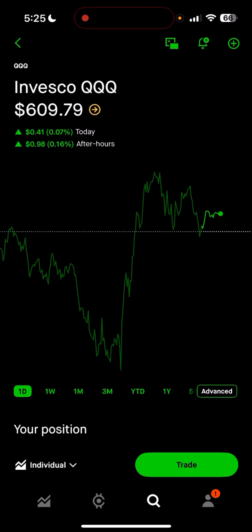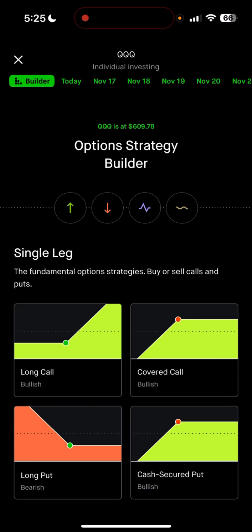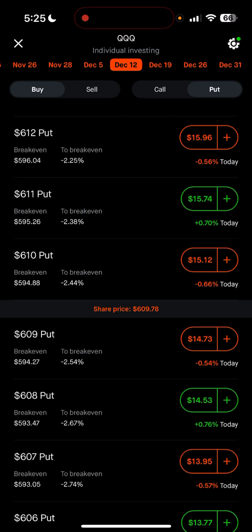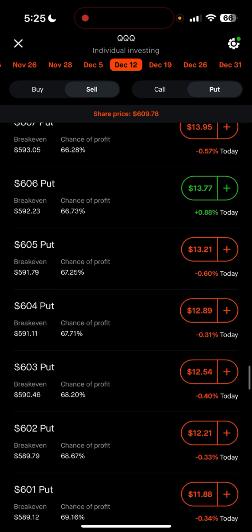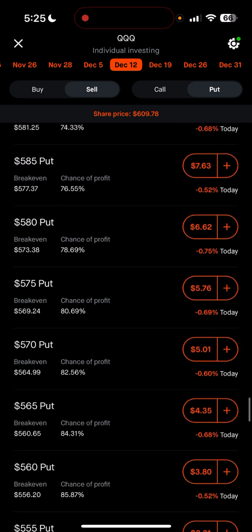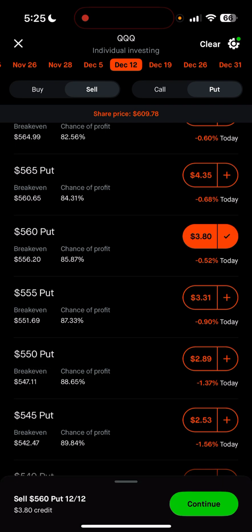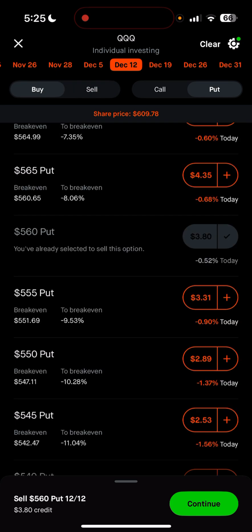Okay, so you would search for QQQ, click on trade, trade options, go out 28 days, which is the 12th of December. You click on sell, you're selling the put. You look at the chance of profit, you scroll down, you find the chance of profit about 560, click the plus, then you go to buy the put. So we trade $5 wide, so you would buy the 555.